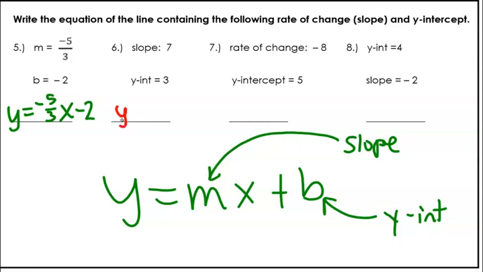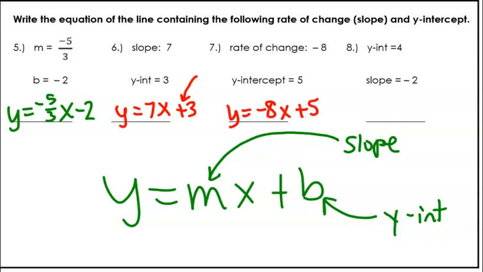For number 6, the m value is 7, don't forget the x. The b value is +3. So you have to write that positive sign yourself. For number 7, the rate of change or coefficient of x is -8, the y-intercept is +5.